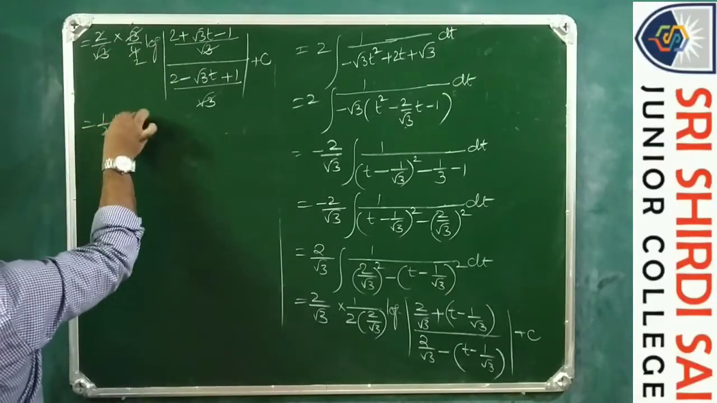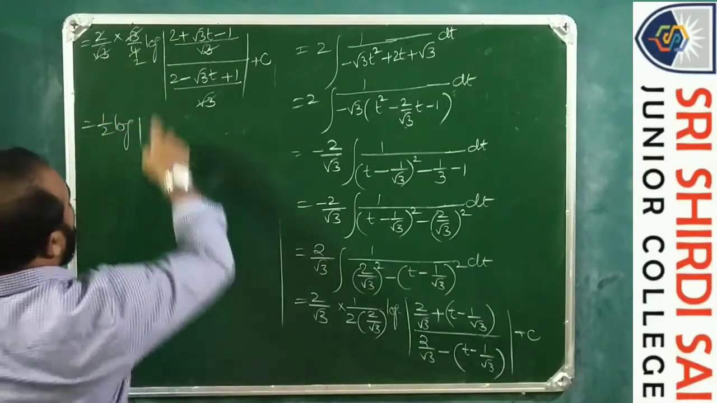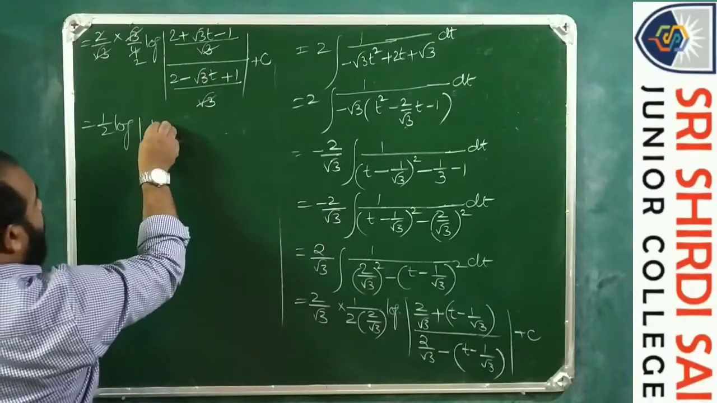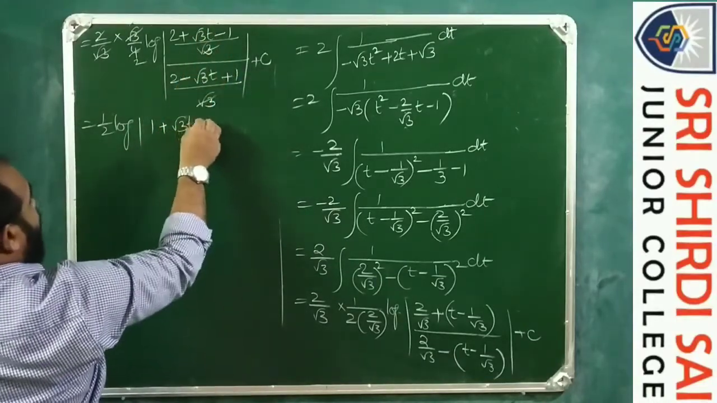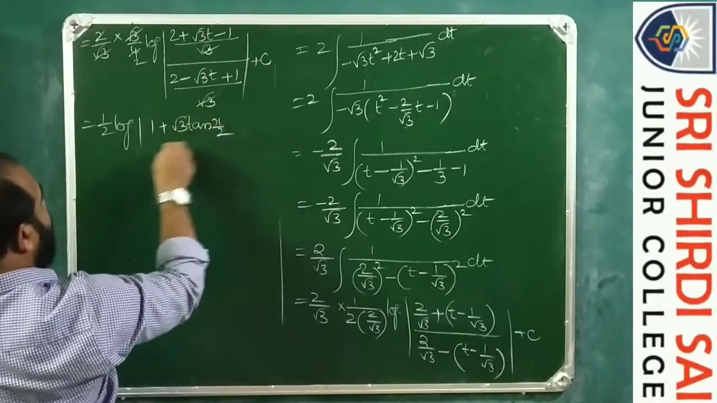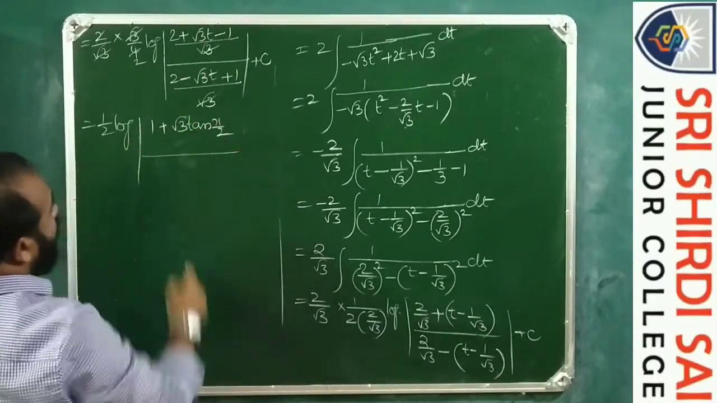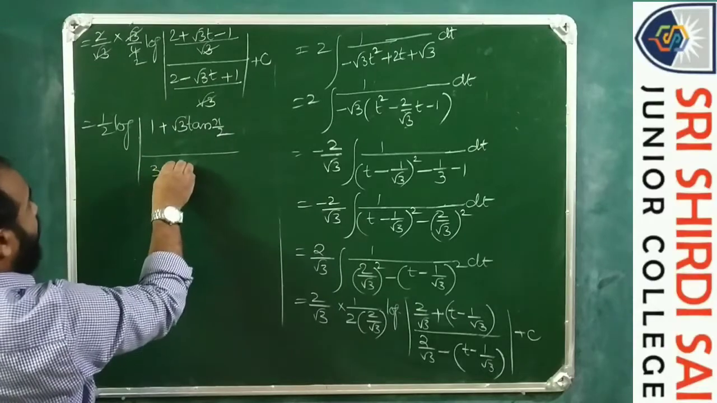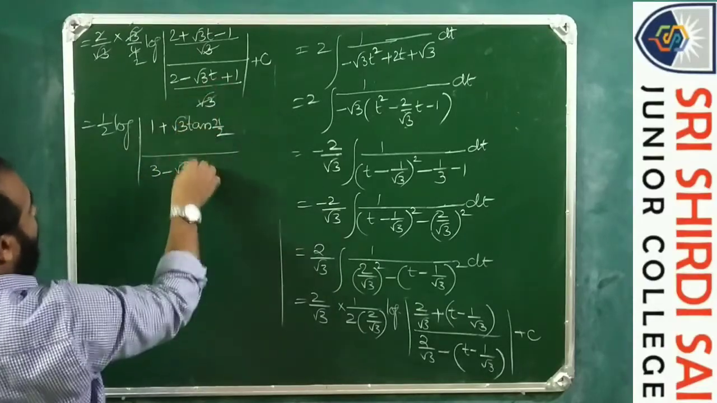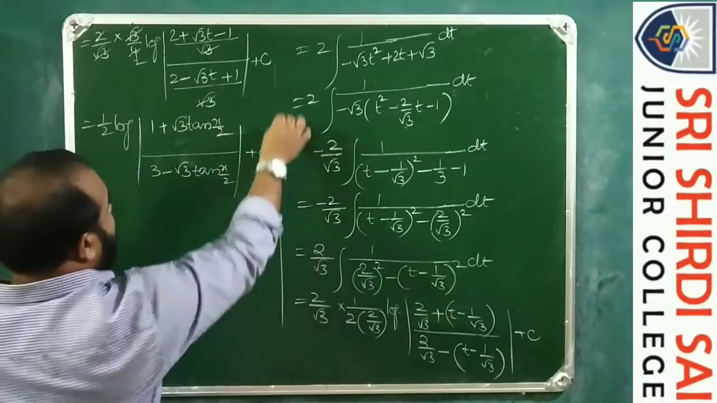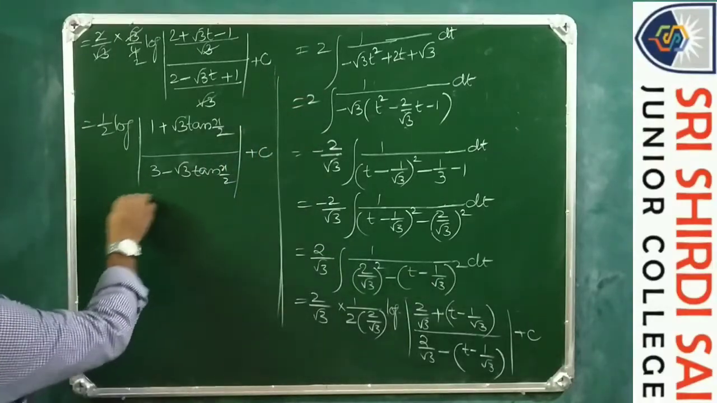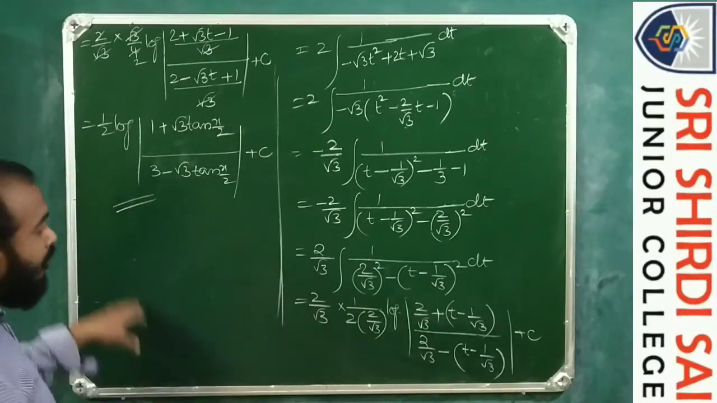1 by 2 log of 2 minus 1 is 1 plus root 3, the value of t is tan x by 2, what we have taken before, by 2 plus 1 is 3 minus root 3 t is equal to tan x by 2 plus constant of integration c. So this is the final answer.